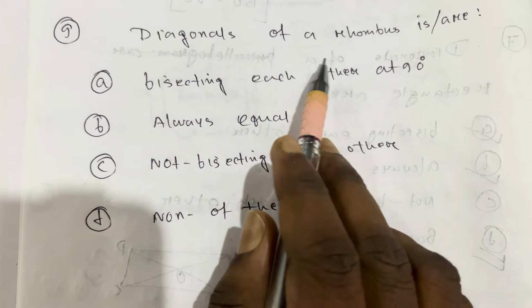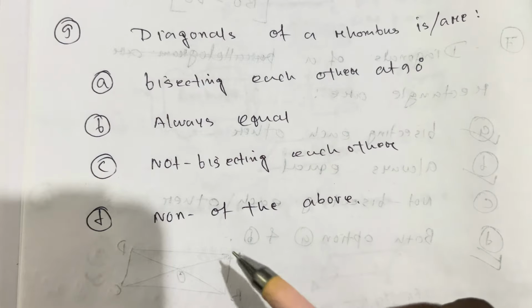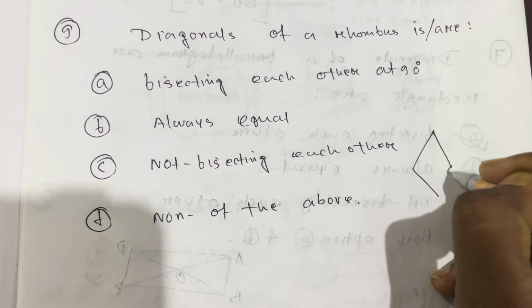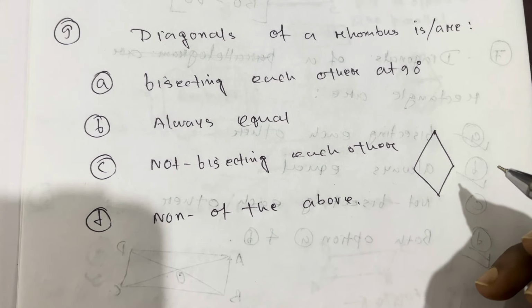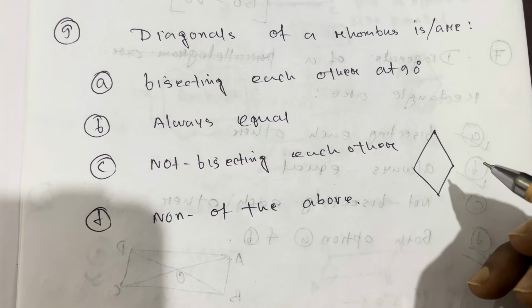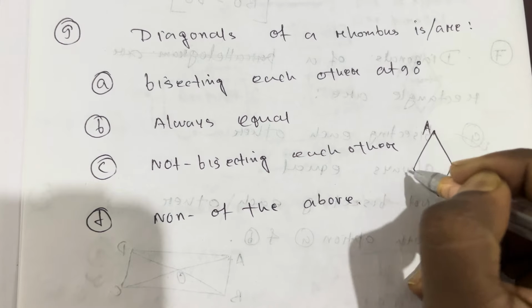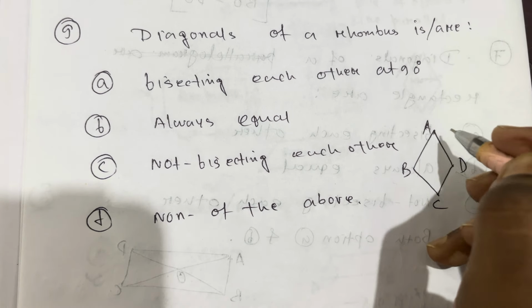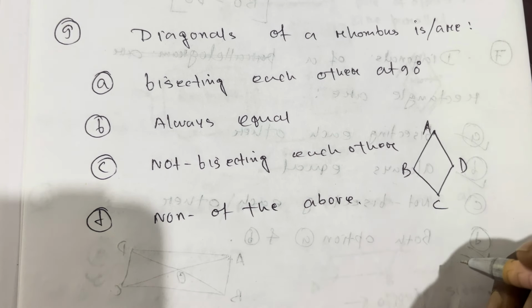So question number 9, diagonals of a rhombus are. A rhombus is a quadrilateral in which all sides are equal and opposite sides are parallel. So all rhombuses are parallelograms; a rhombus is a type of parallelogram. So options A, B, C, D. This is a rhombus, all sides are the same, and this is the standard figure of a rhombus.